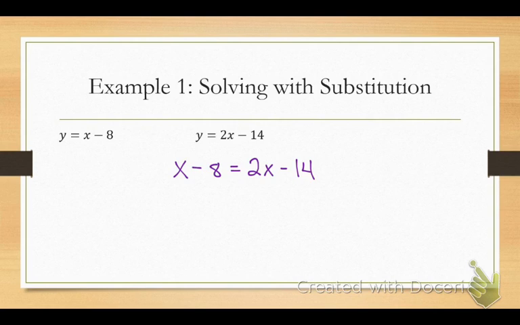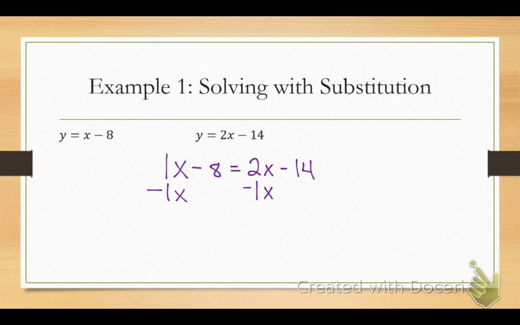Do you guys remember which one I would want to move to the other side? I've got to move one. The smaller of the two values, because I don't want a negative variable. Okay? So what's understood in front of the first x? It's positive. It's a 1. So I want to subtract 1x to the other side. I want to get my variables on the same side.